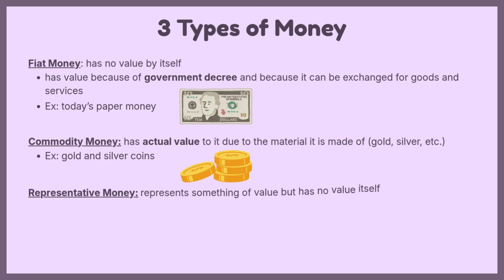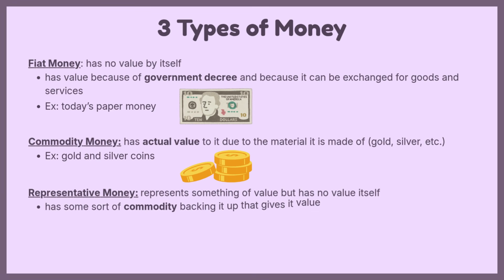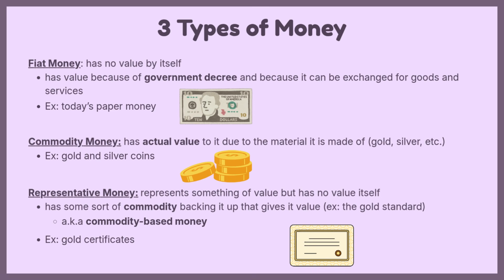Finally, representative money represents something of value but has no value itself. The difference between representative money and fiat money is that representative money has some sort of commodity backing it up that gives it value, like gold. That is why it's also known as commodity-based money. An example of this is gold certificates. These were paper notes that could be exchanged for goods and services. At any point, a person could go to the bank and exchange the notes for the gold that gives them value.